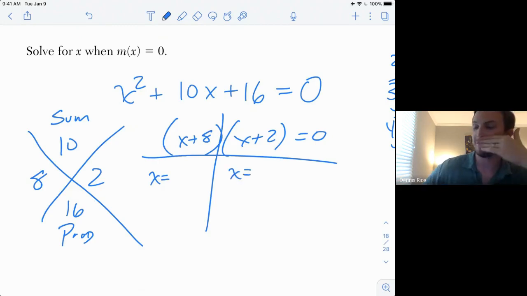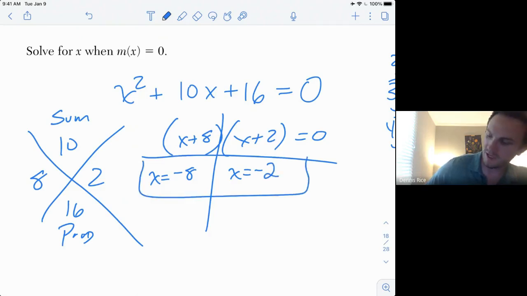And now for this part, we solve, I call these mini equations. We solve these mini equations. Where does x plus 8 equal 0? You could usually do this in your head. So our 2 solutions are negative 8 and negative 2.